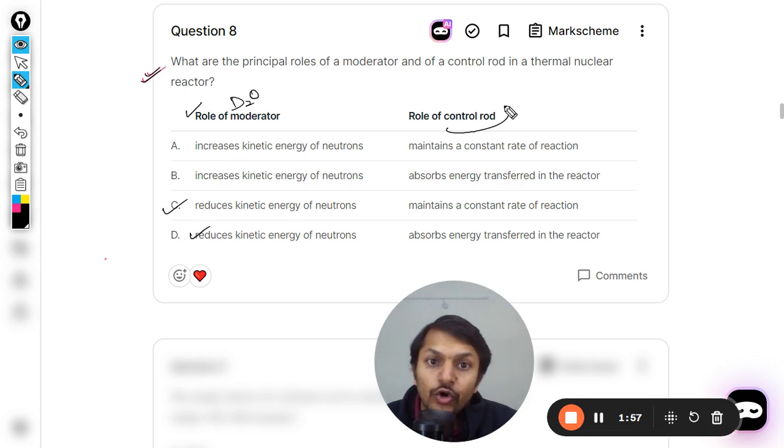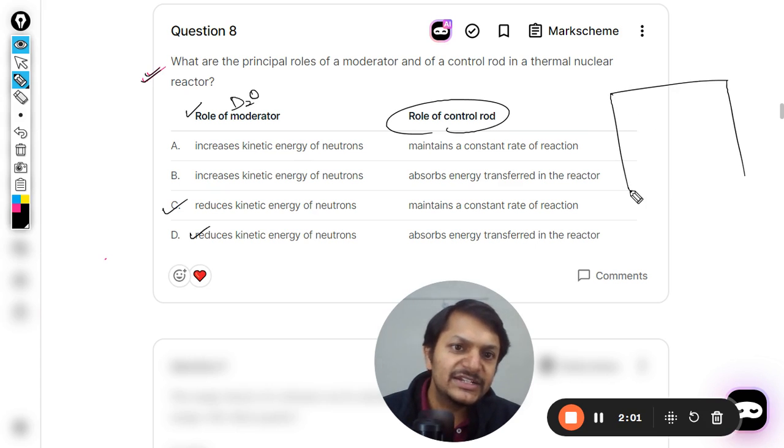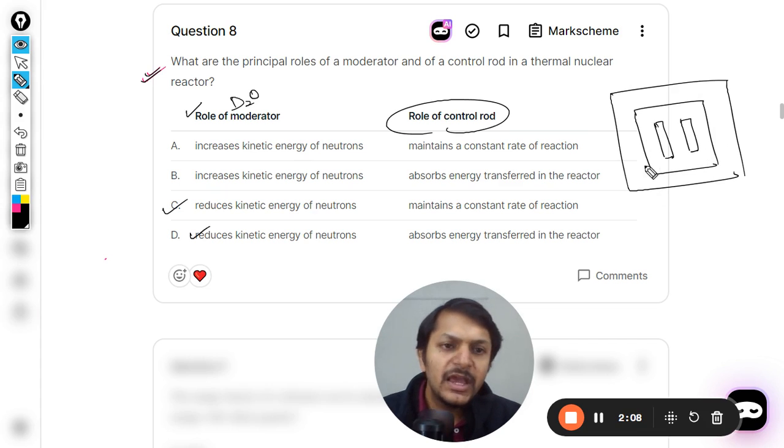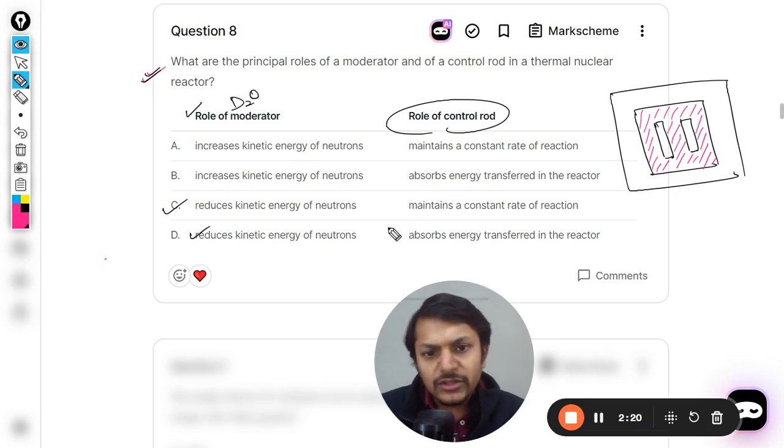Now, the role of the control rod. What are control rods? I tell you, like this is the chamber. This is the uranium rods. And what is the moderator? The moderator is a kind of liquid that is filled into this space. This is the moderator. So the moderator is a liquid and the chamber is completely filled with it. The only job is to reduce the velocity of the neutron.